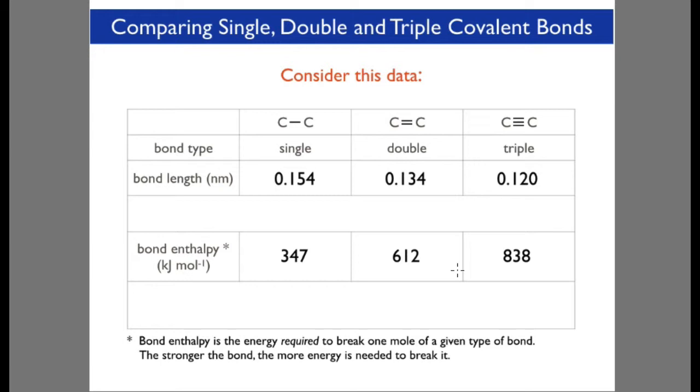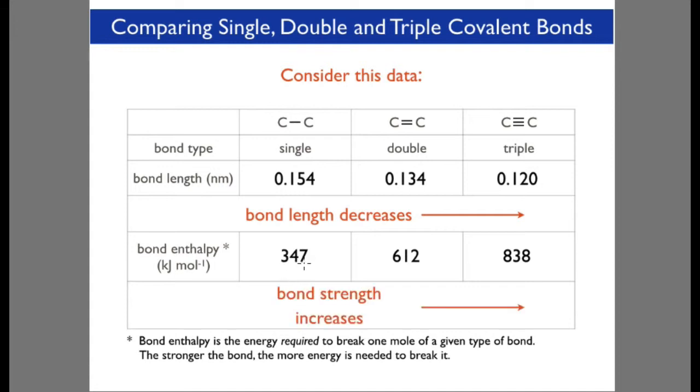Now let's compare single, double and triple covalent bonds. You can see the single here, the double and the triple. You can see the bond length decreasing from 0.154 to 0.134 to 0.120 as you go from single to triple bonds. And the bond enthalpy increases from 347 to 612 in a double bond, 838 in a triple bond.